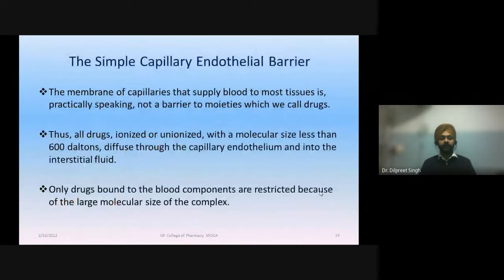When we talk about the simple capillary endothelial barrier, the membranes of the capillaries that supply blood to most of the tissue are practically speaking not a barrier. Their function is to supply nutrient blood to the target tissues, which we call the site of the potent drugs. So all drugs, whether ionized or unionized, with a molecular size less than 600 daltons easily diffuse through the capillary endothelium into the interstitial fluid. Only drugs bound to blood components are restricted, because of the larger molecular size of the complex.